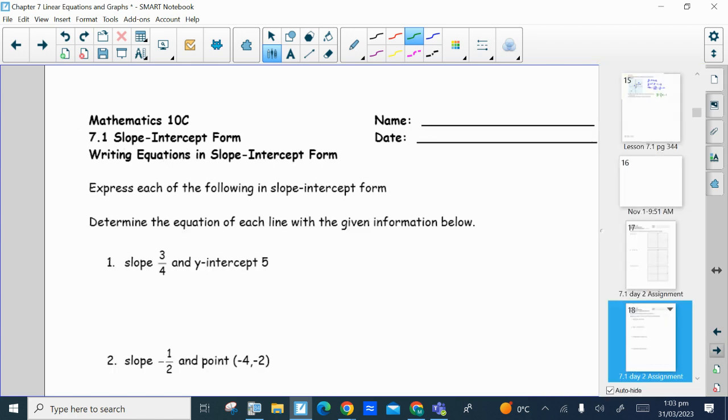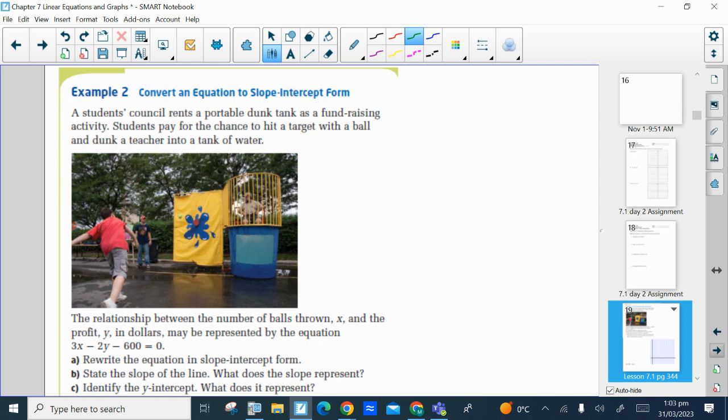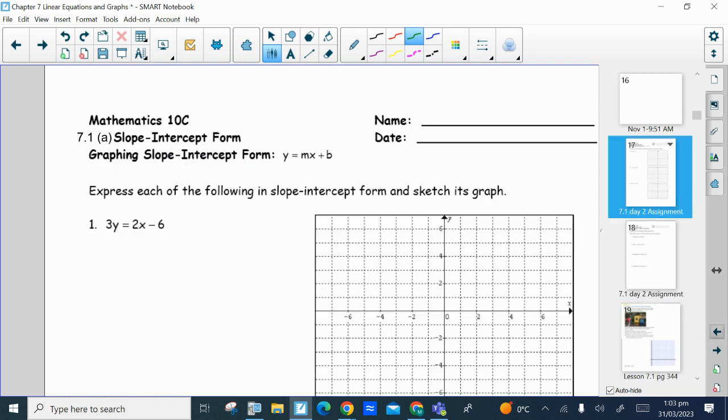So page 17 and 18, yes, for marks, because Keen asked. So rip that out, make sure your name's on it. You're going to hand it in. Brooklyn, you didn't hand in your quiz yesterday. Look in your binder.